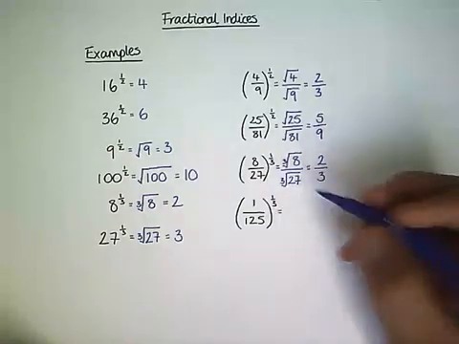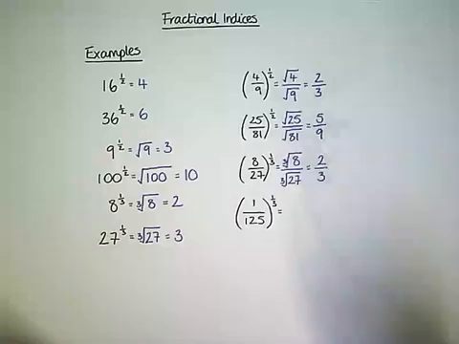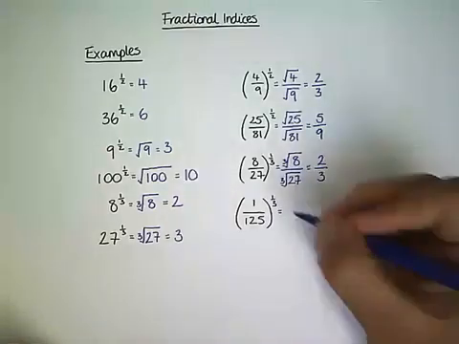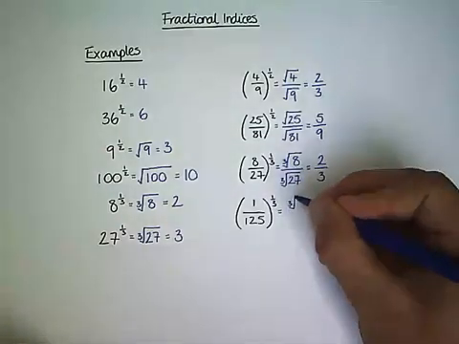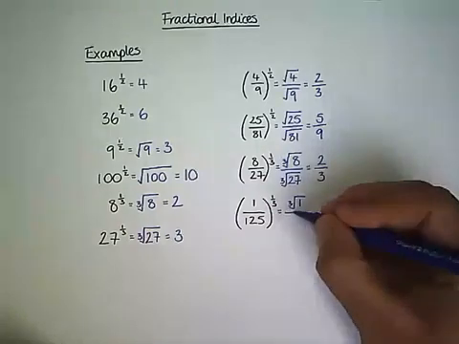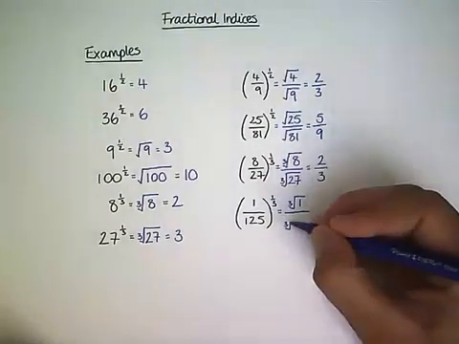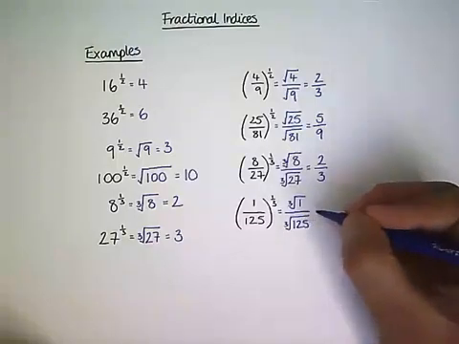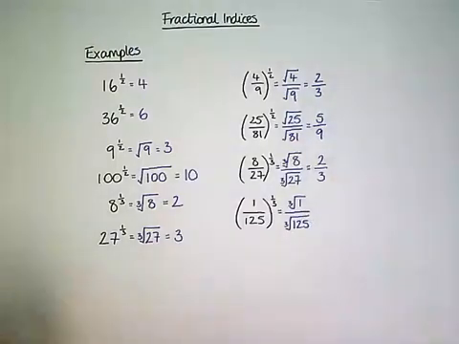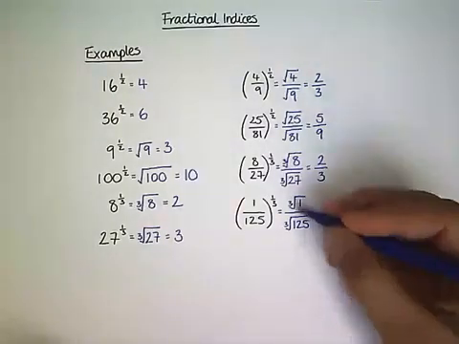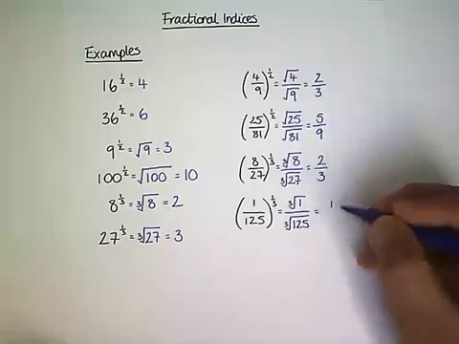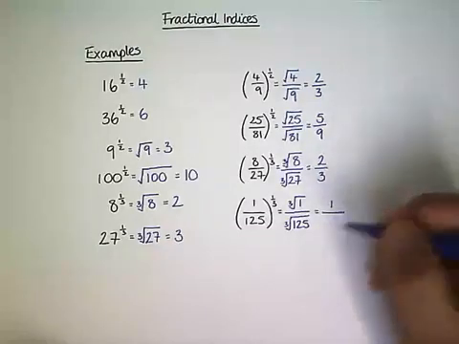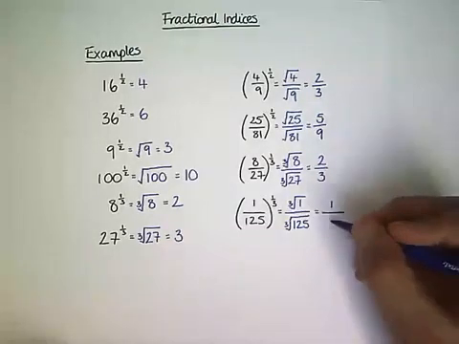Okay, similar here, 1 over 125 all to the power of a third. That is the cube root of 1 over the cube root of 125. Now people often forget that 1 is a square number because 1 squared is 1, and 1 is a cube number. 1 cubed is 1. So the cube root of 1 is still 1 and the cube root of 125 is 5.